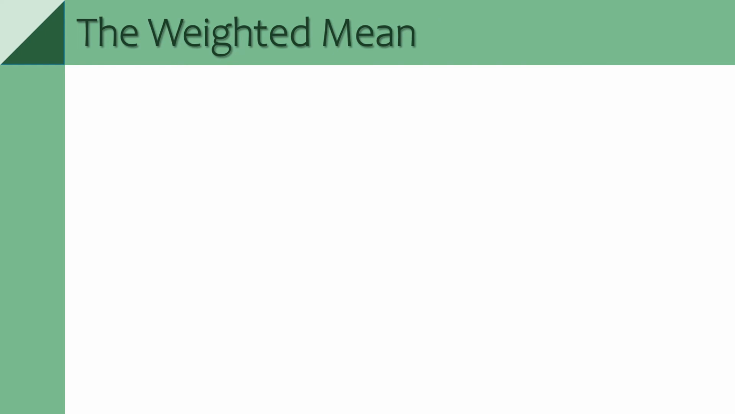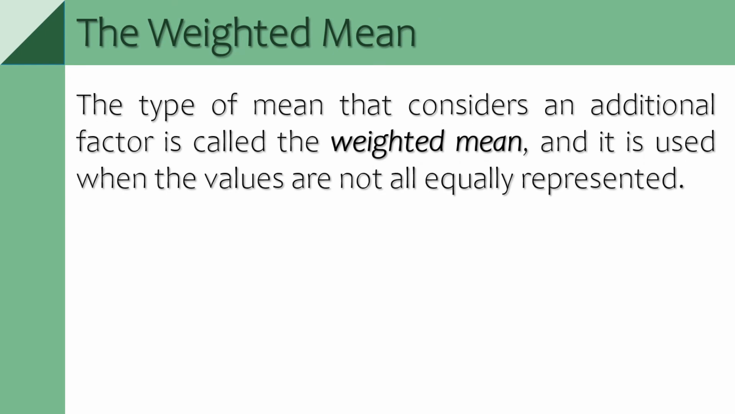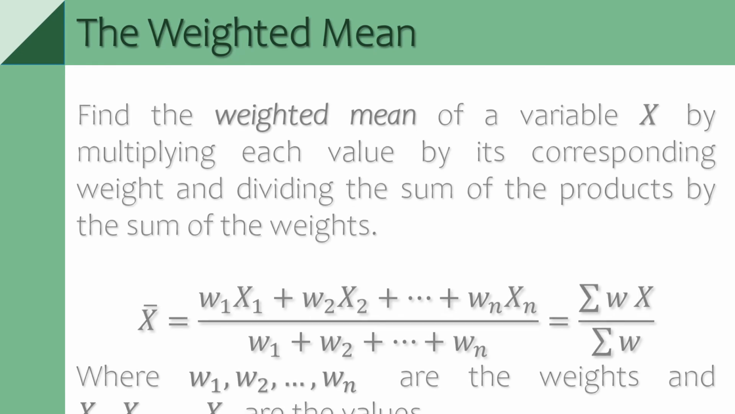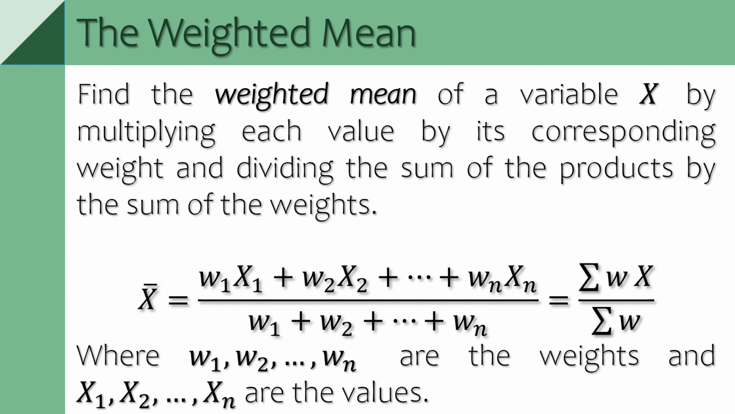Okay, so weighted mean. Okay, so weighted mean is the type of mean that considers additional factors, and that is called the weighted mean. Okay, it is used when the values are not all equally represented. Okay, so paano yun? So find the weighted mean of the variable x by multiplying each value by its corresponding weight. Divide the sum of the products by the sum of the weights.